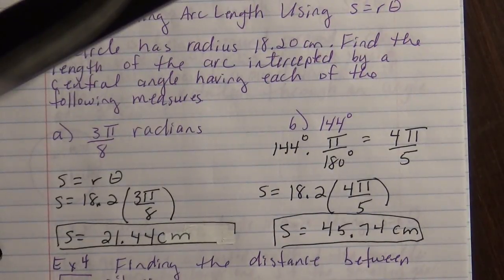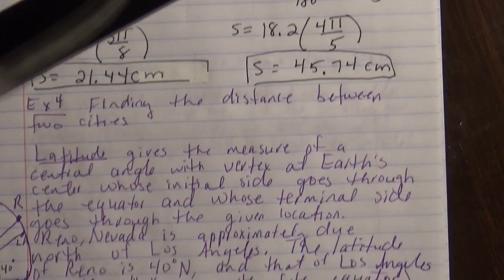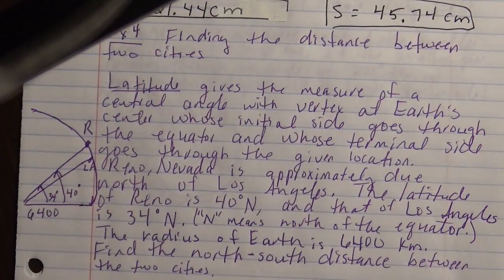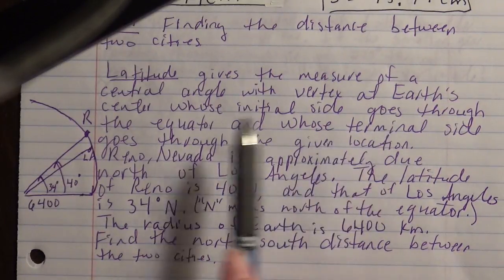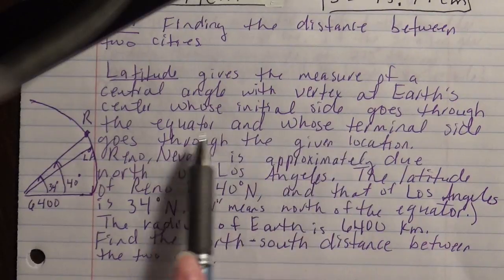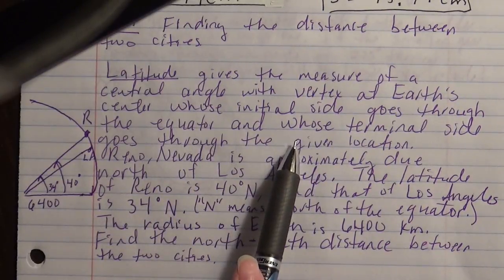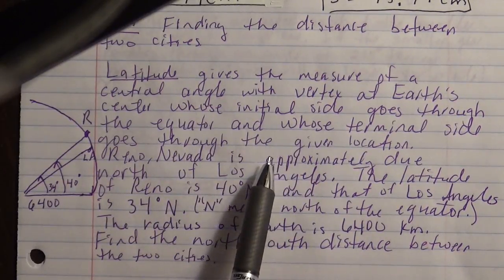Now we get to use the arc length formula for an application. In example 4, we're finding the distance between two cities, and I've got a little illustration over here in the margin for you. Latitude gives the measure of a central angle with vertex at Earth's center, whose initial side goes through the equator and whose terminal side goes through the given location.